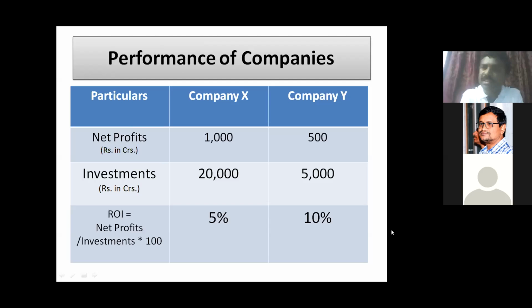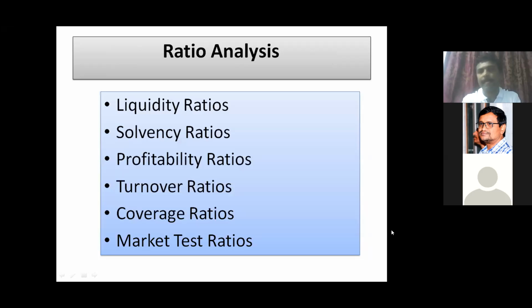Now what is this ratio then? Ratio is a financial tool that establishes the relationship between two financial variables. The two financial variables used in this particular ratio are, one is net profits, another one is the investment. So net profit is one financial variable, investments is another financial variable. So ratio is a tool that establishes the relationship between two financial variables and thereby helps us to analyze and interpret the performance of the organizations in a better way. That is what we mean by ratios.